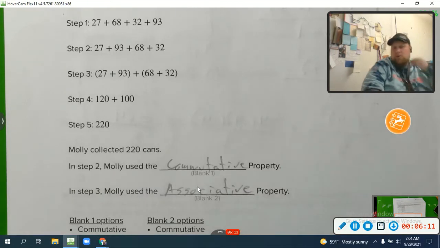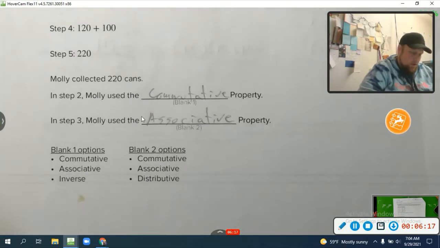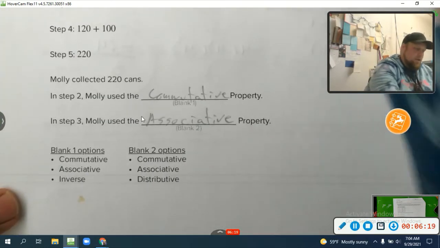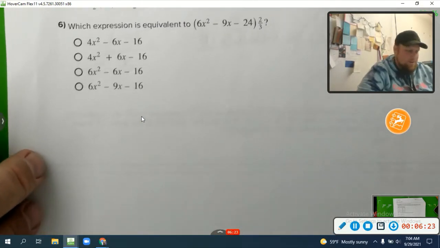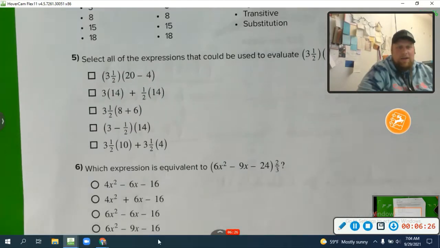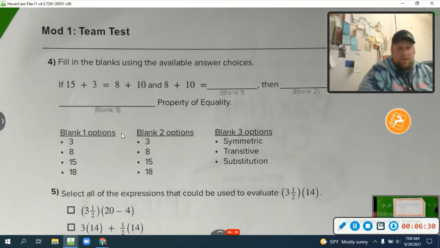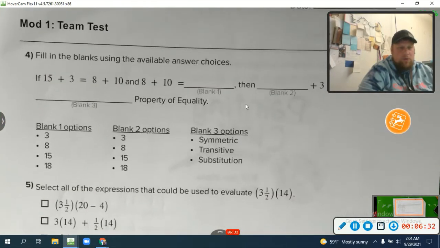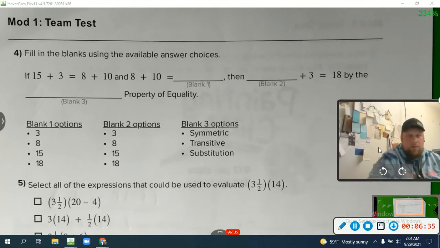So just know your properties. We talked about them pretty extensively a week or so ago. All right, and because this was such a long problem, that's all there is on this page. So this test looked really long, but it really wasn't. Let's go back up to the top. If you didn't notice it, these blank 1 options are just telling you what you would fill the blank in with, okay? Here, I'm going to move my little picture-in-picture so you see better.